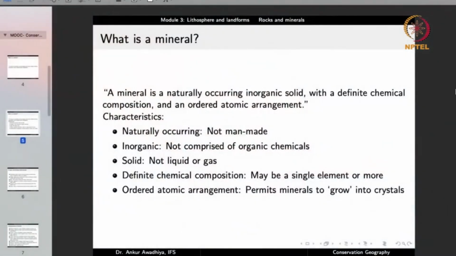Now these crystals can be formed in a solution, or they can be formed when, say, the constituents of the mineral are there in a molten state. So for instance, if we consider lava, lava has the constituents of a number of minerals, and when the lava cools down, then the minerals, if they are there in the form of a very small crystal, will accumulate their constituents and they will slowly grow into larger sizes. So these are the characteristics of a mineral. They are naturally occurring, inorganic, solid, with definite chemical composition and ordered atomic arrangement.